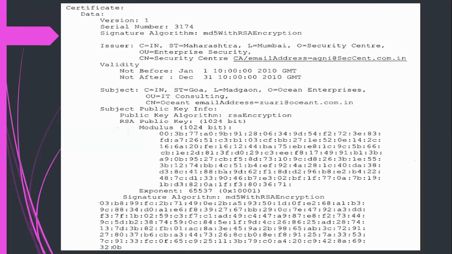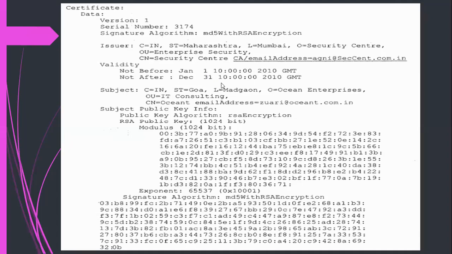Look at this diagram or format, X509. No need to note down. Look at the X509 format here. This is the certificate. Data is given, version is present, version 1. The serial number is there, like 3174. The signature algorithm is the RSA encryption algorithm. The issuer, who has issued it, is specified: the name, and the email is also given. Validity: the certificate is not valid before January 1st, and the time is also mentioned.